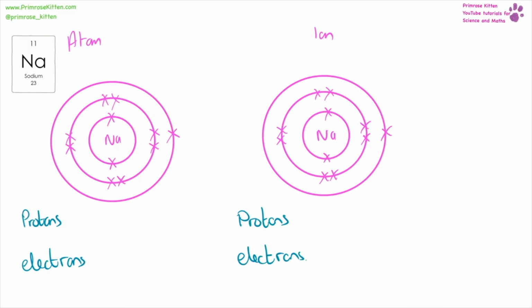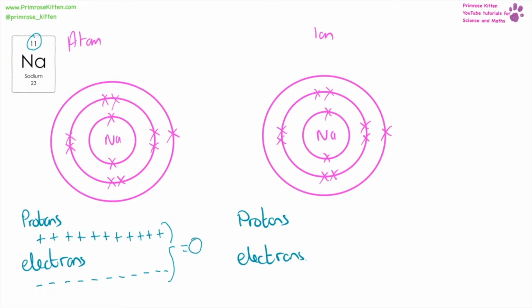Here we have sodium, and it has an atomic number of 11, which means it's going to have 11 protons in the nucleus, and protons have a positive charge. Now in the atom it has 11 electrons drawn on here. Electrons have a negative charge. Now in an atom, the positive charges and the negative charges cancel each other out, so the overall charge on the atom is going to be 0.